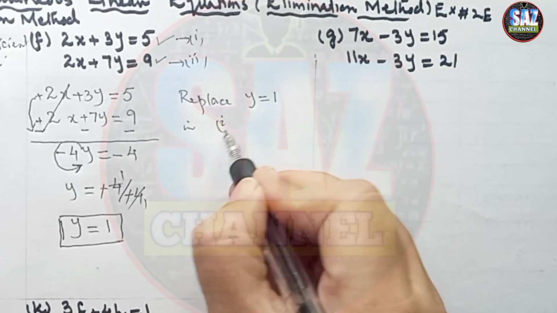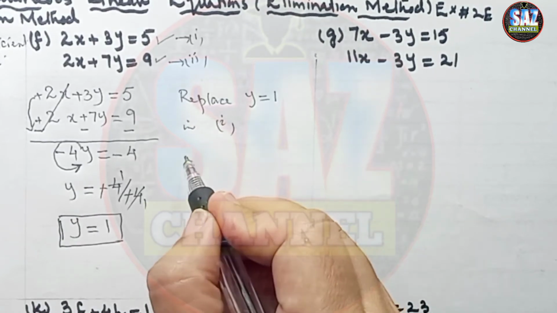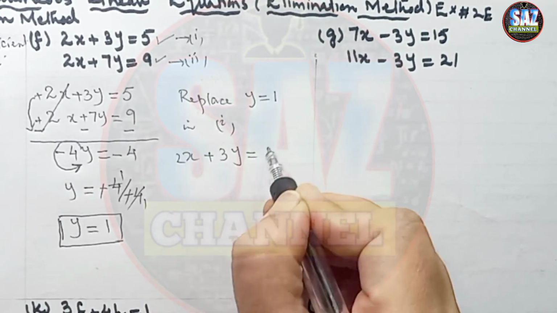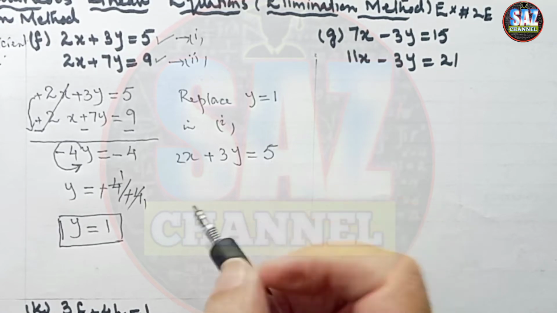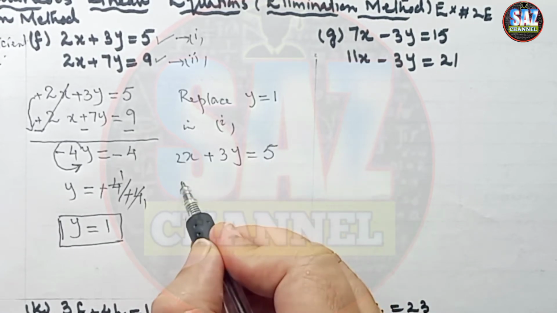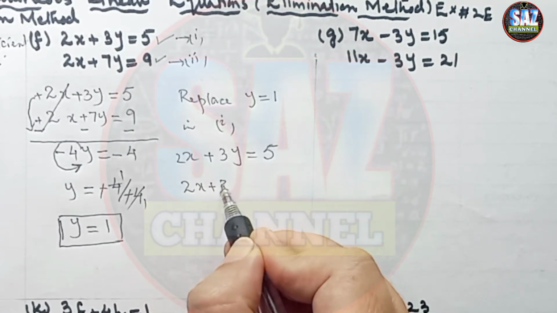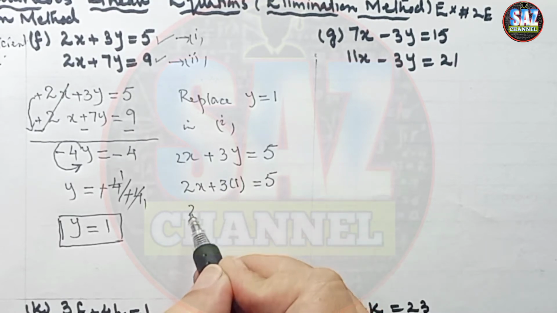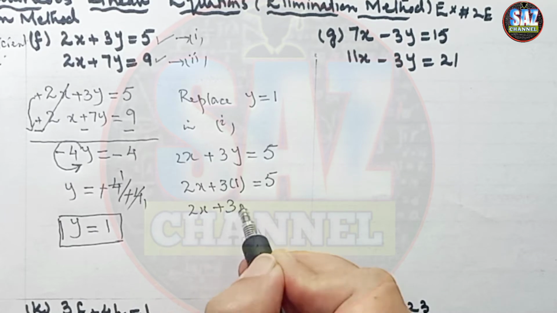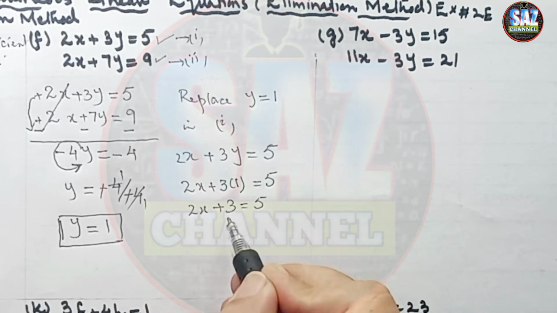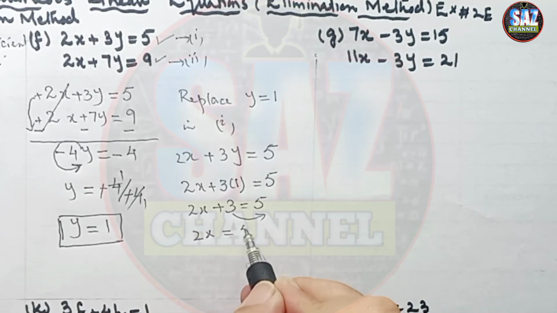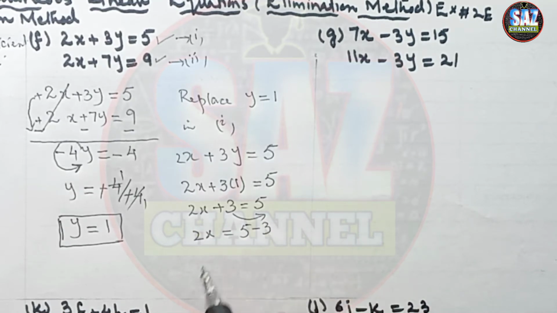Now I'm replacing y equals 1 in equation 1, that is 2x plus 3y equals 5. Now y has the value 1, so 2x plus 3 times 1 equals 5. So 2x plus 3 equals 5. Shift this 3 to the other side. 2x equals 5 minus 3.